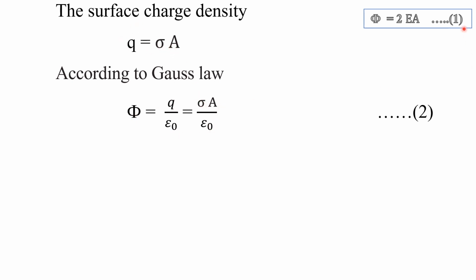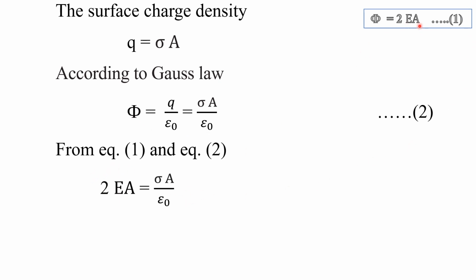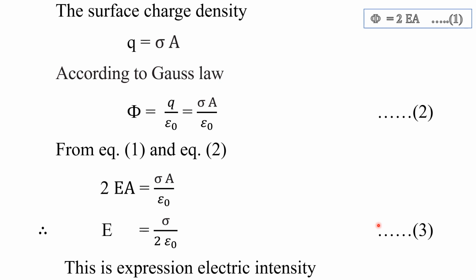Now equating 1 and 2, we can write 2EA is equal to sigma A upon epsilon 0. Here A cancels and E is equal to sigma upon 2 epsilon 0. This is equation number 3. Up to this point, we have explained Gauss law and its 3 applications.